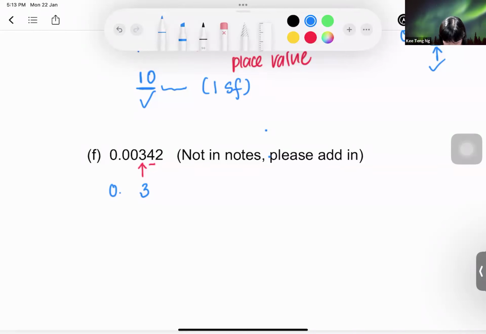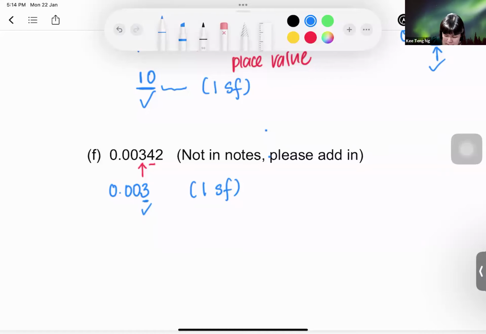So this will be 0.003, right? And the question only needs me to write the answer in one significant figure. So I already have my first sig fig. I already met my requirement. Do I need to add other zeros at the back to give extra accuracy? No need. So this will be my final answer for one significant figure.